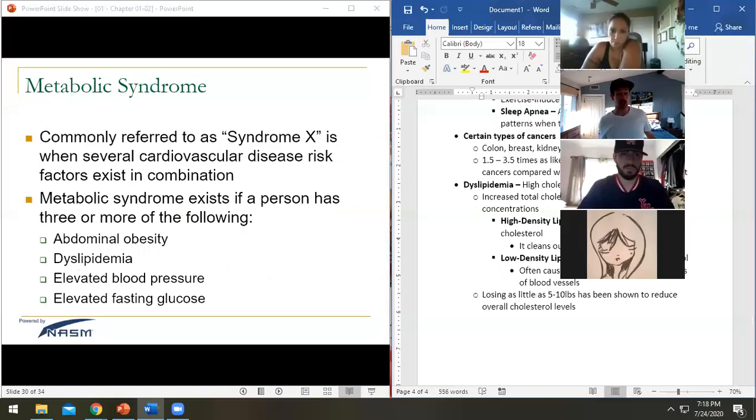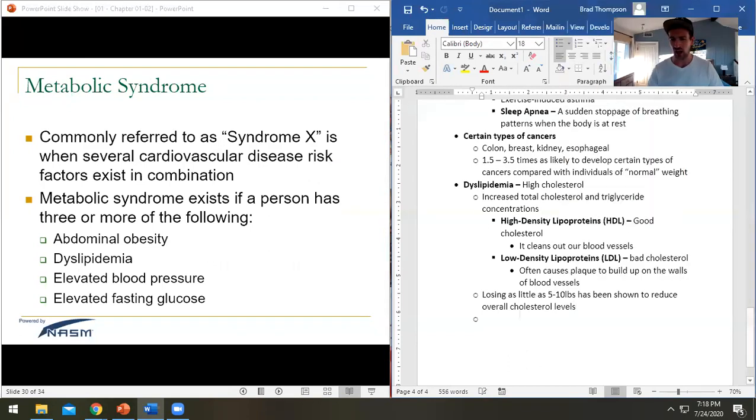Okay, so now the big new one. We have been reviewing a lot of diseases that we've already talked about, but now we've got to talk about Syndrome X, which is scary sounding. It sounds like an anime villain. But what this is, is metabolic syndrome. Metabolic syndrome, commonly referred to as Syndrome X.